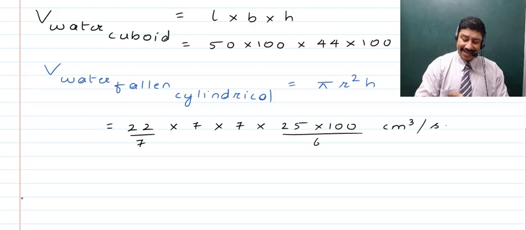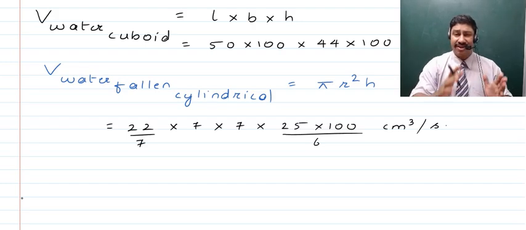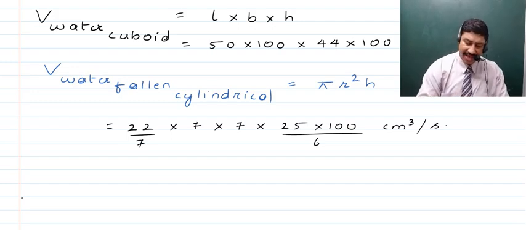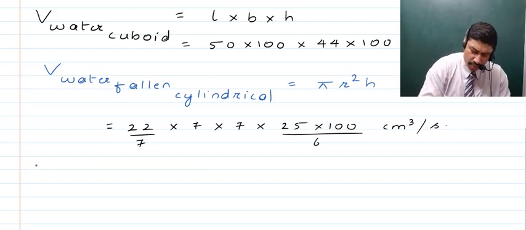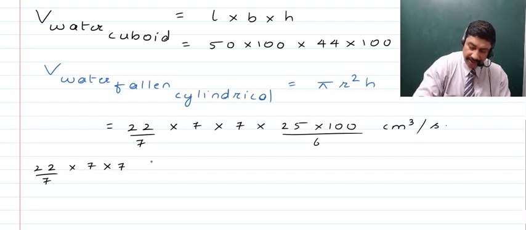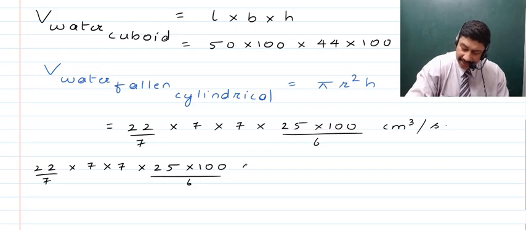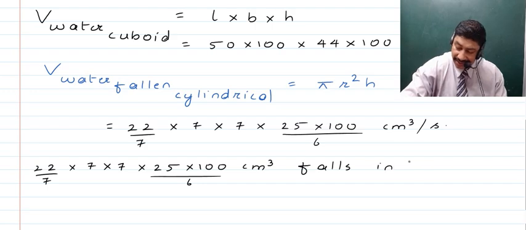So now, children, we will be writing, using this statement, the first statement of unitary method. As you require the time, you will keep the quantity which requires to be found out on the right hand side. So as such, here you will say that this much amount of water, that is 22 upon 7 into 7 into 7, into 25 into 100 divided by 6 centimeter cube, falls in 1 second, right?